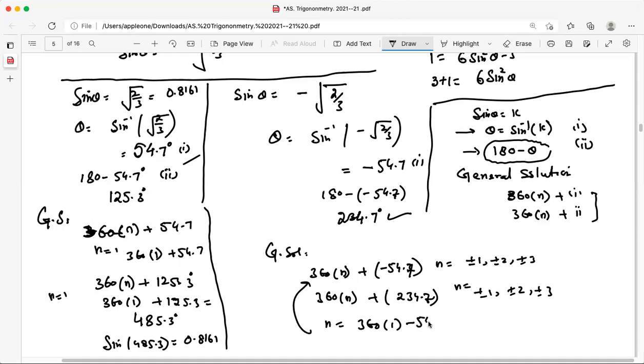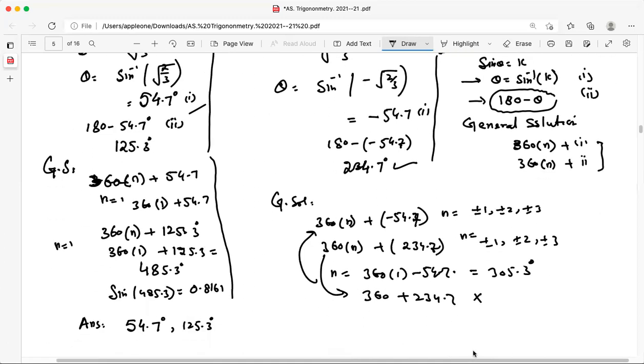Now if I put n equal to 1 for this one, it gives me 360 minus 54.7. The result is 305.3 degrees. For this one, 360 plus 234.7 is beyond the limit, so we can't take this.